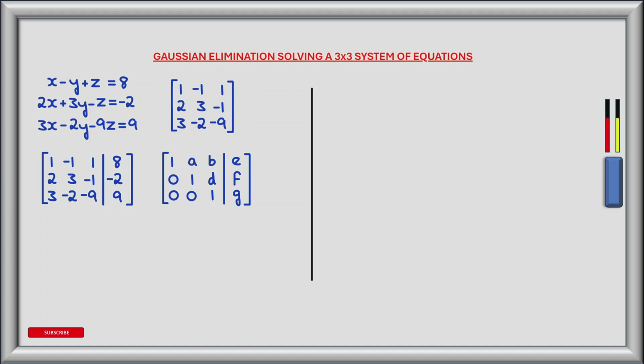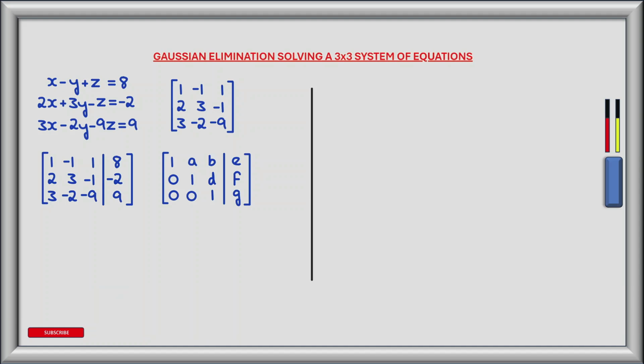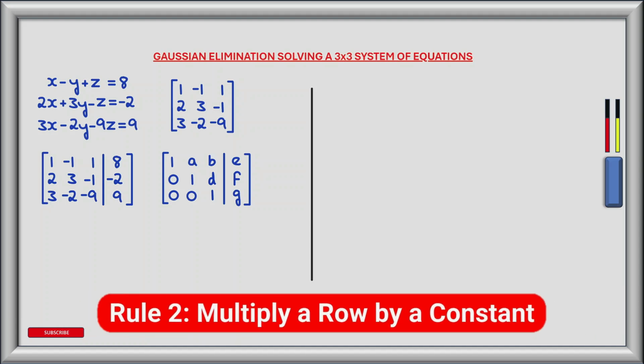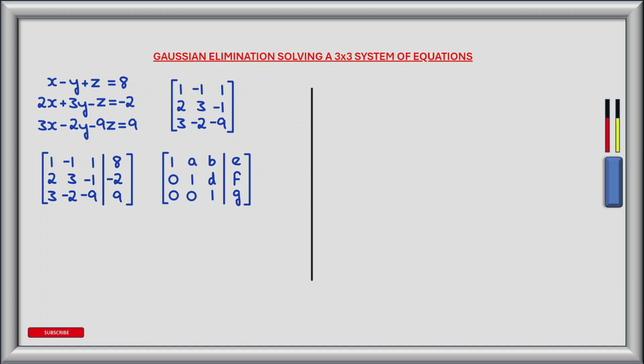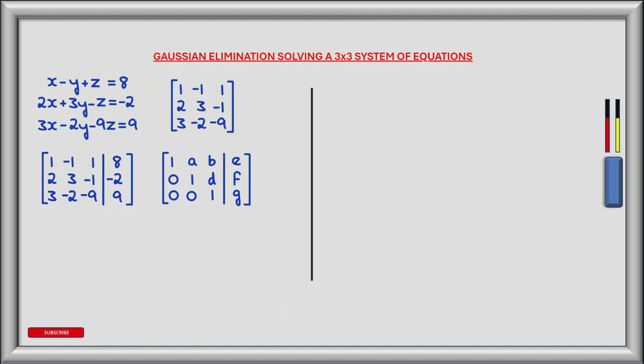Now let's look at what rules we are constrained by when reducing the matrix to row echelon form. So for rule 1, we're allowed to interchange or swap any two rows. And for rule 2, we can multiply a row by any non-zero constant. And for rule 3, we can add or subtract any two rows. This can be done in conjunction with rule 2, which enables us to multiply a row by a non-zero constant.